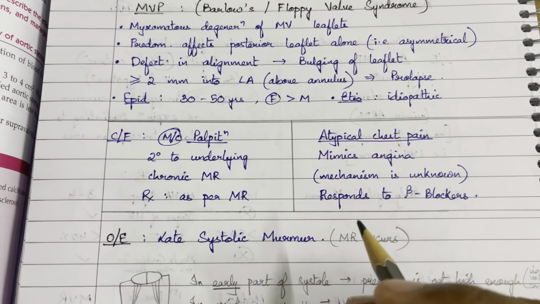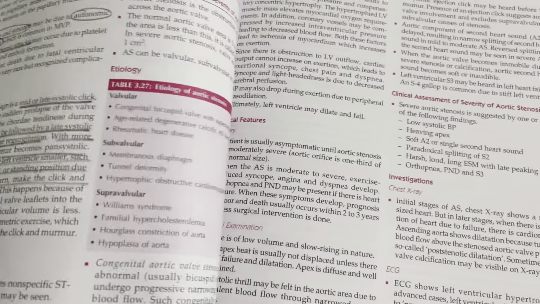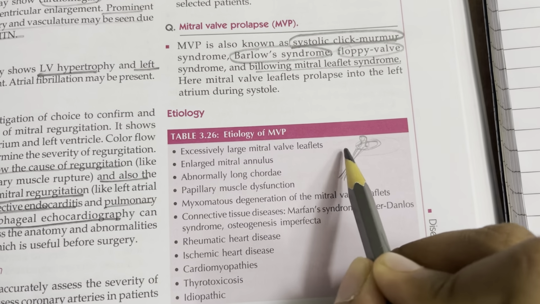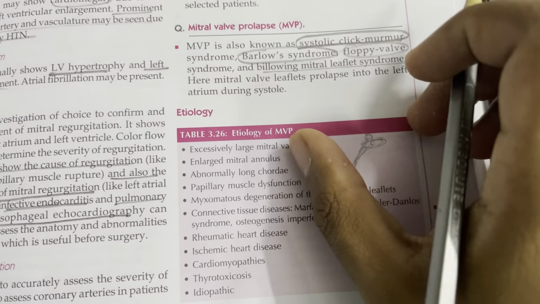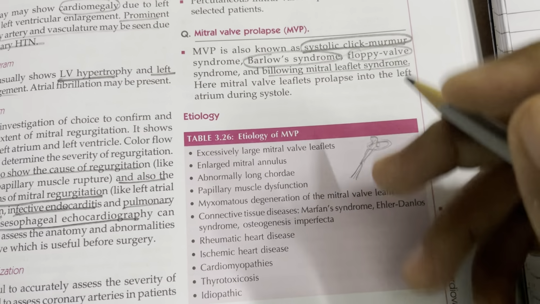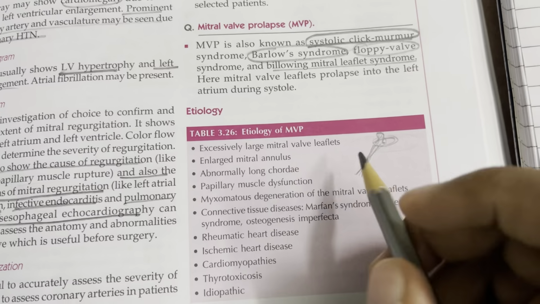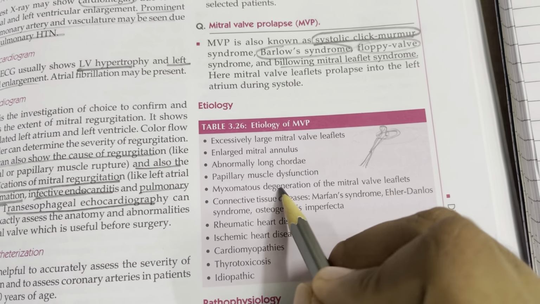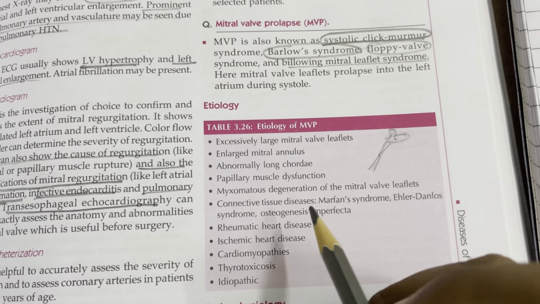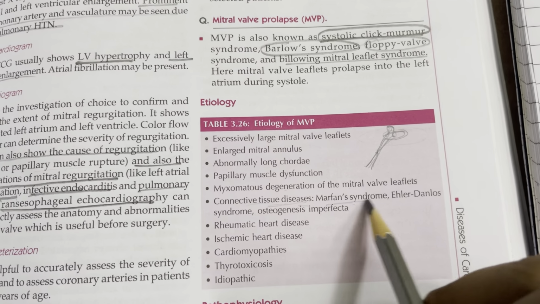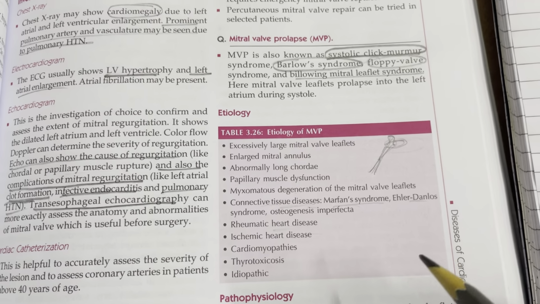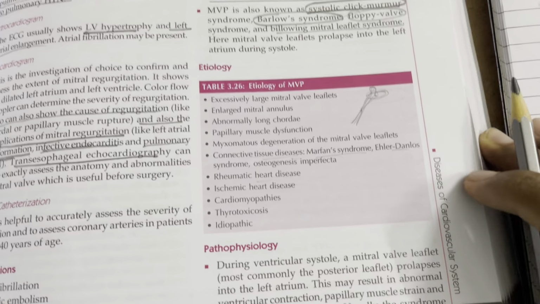Etiology, it is usually idiopathic, but you also have some established risk factors. For example, if your mitral valve annulus is too large or the leaflet is too large, then it can prolapse. If the chordae tendineae are too long, then that can also prolapse. Again, if there is any degeneration in the leaflet which can cause it to soften and go back into the atrium. So connective tissue disorders like Marfan's, Ehlers-Danlos, rheumatic heart disease, and ischemic heart disease as well. So this is the etiology.